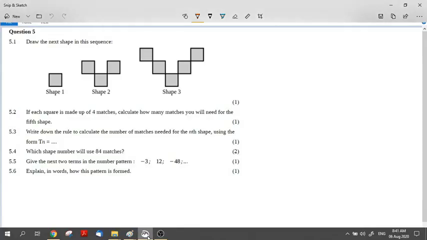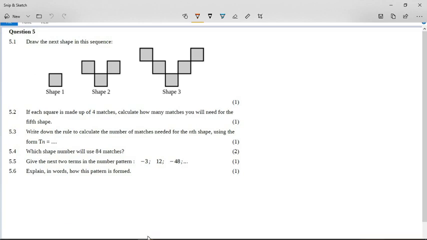Okay, hello grade 8. This is the June 2019 past paper question, and it's patterns and shapes. I know some of you struggle to make the expressions. So the first thing says draw the next shape in this sequence. So we can see here we clearly have a square over here.